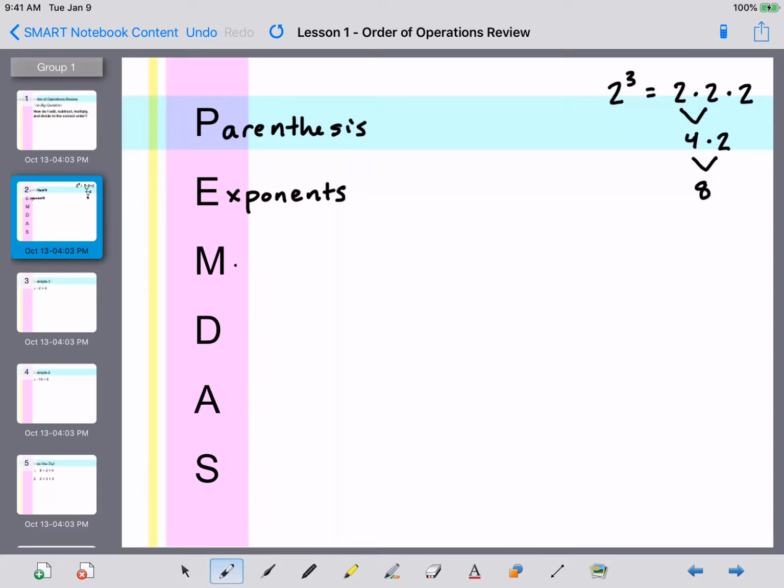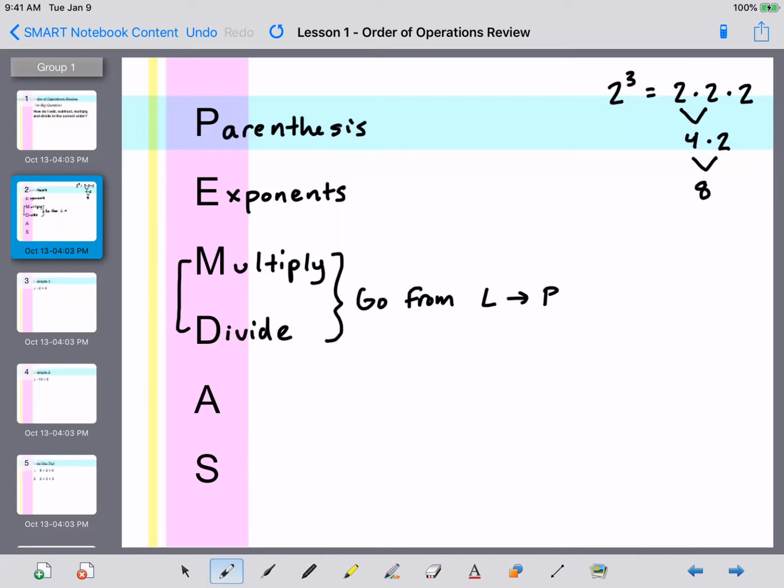All right, next we have multiply and divide. Now these two, even though M comes before D, are in a group together. So if you run into a math problem with both multiplication and division, you don't necessarily have to do one before the other. These you just go in order from left to right. So don't worry about the M being before the D. If you have a problem where division comes before multiplication, you just go in order from left to right.